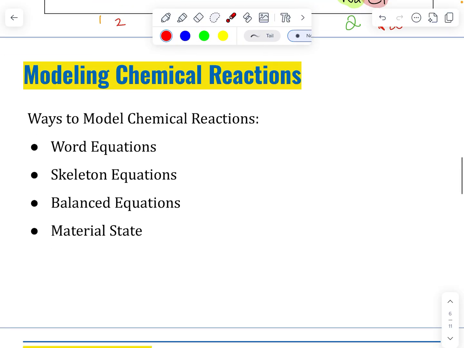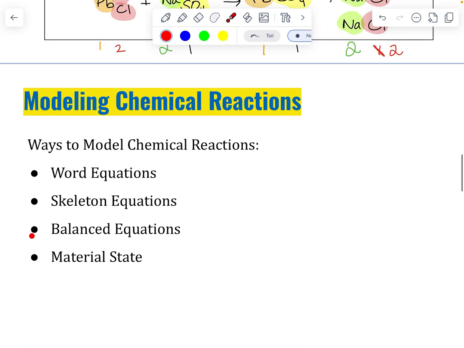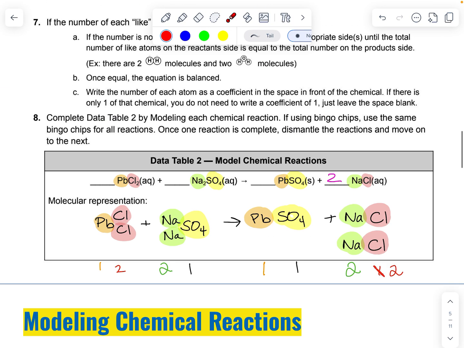All right, so as we're starting to talk about chemical reactions, we have a couple different ways we can model chemical reactions. And so the ways we can do that, we have word equations, we have skeleton equations, we have balanced equations, and we have the material state. And so one thing you worked on up here is you took a skeleton equation and you balanced those. And so before we had any numbers, any coefficients, what you started with in each of these was a skeleton equation.